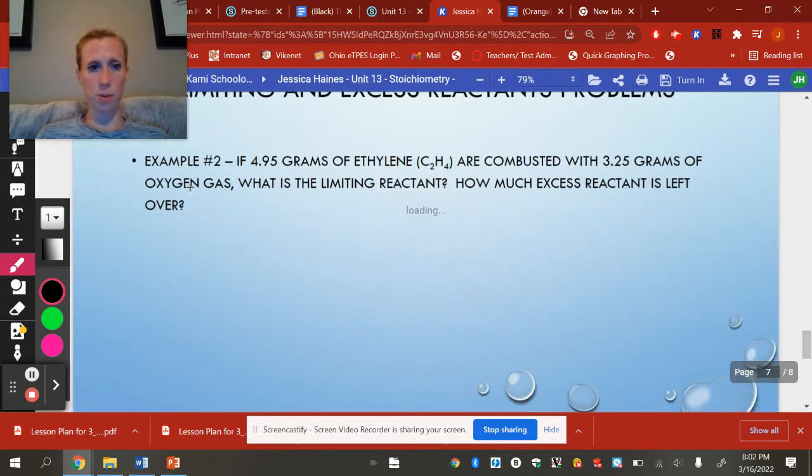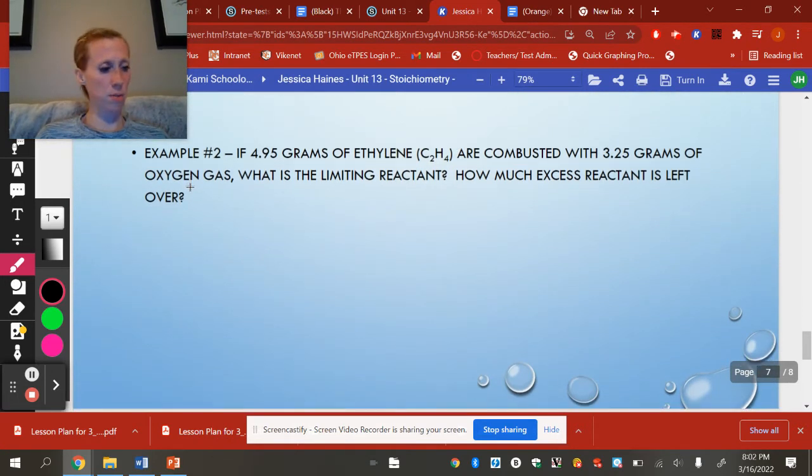Example 2. So I have multiple examples here. I'm not sure that we're going to get to all of them with the time frame because we're half hour in. Okay, so again, every problem starts with a balanced chemical equation. So, of course, we have 4.95 grams of ethylene, C2H4, are combusted.